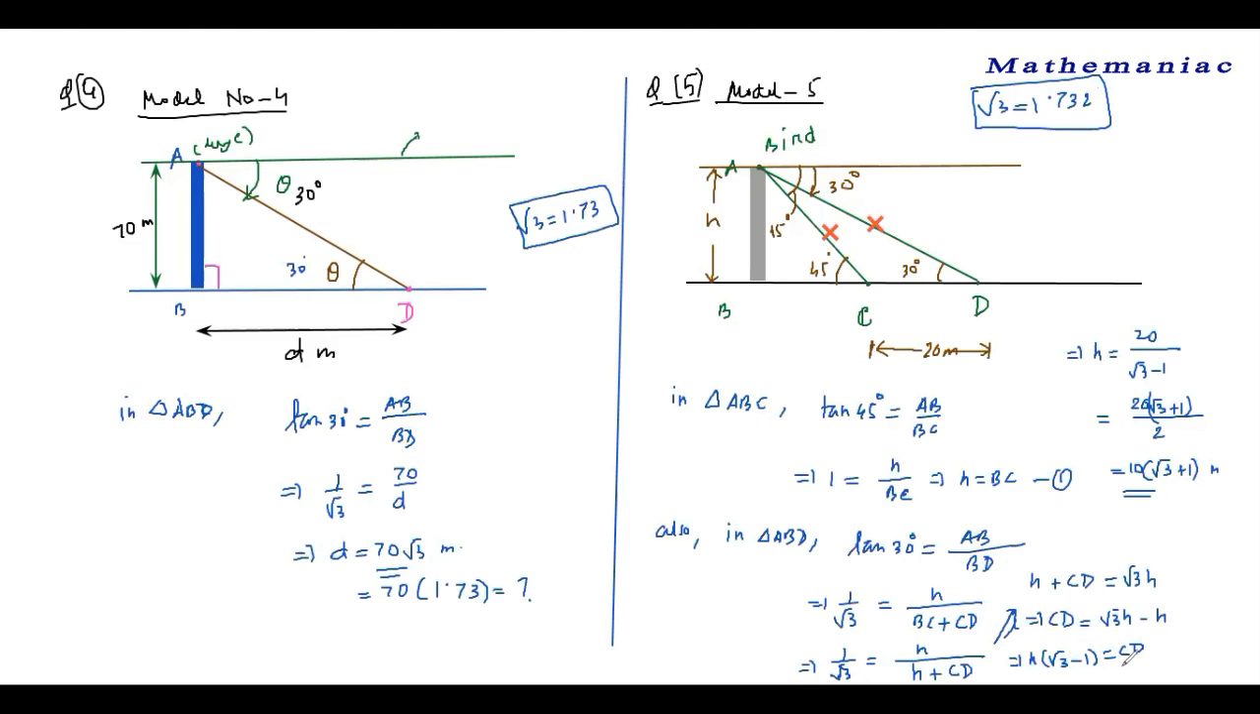Okay, thank you. So I'm going for another model. This will be the sixth model, perhaps question number 6, so I'll write it as model 6. In model 6, what will we get?